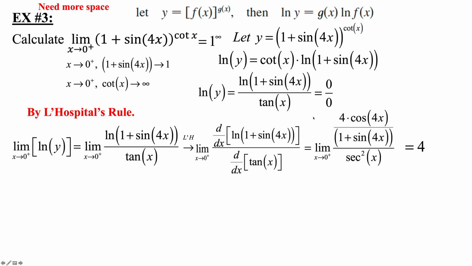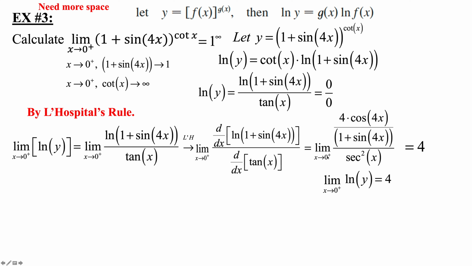All right, so now as we approach 0, secant squared is going to be a 1, because again, think of this as 1 over cosine. Cosine of 0 is 1. That's 4. Sine of 0 we said was 0, so 1 plus 0 is 1. So 4 over 1 is 4.